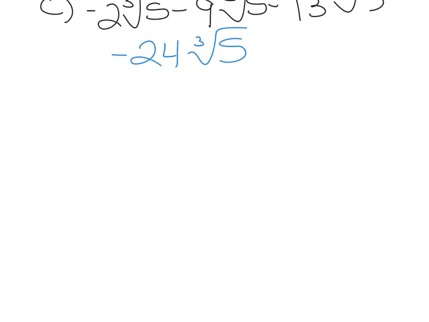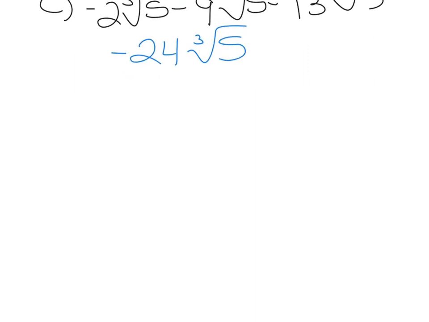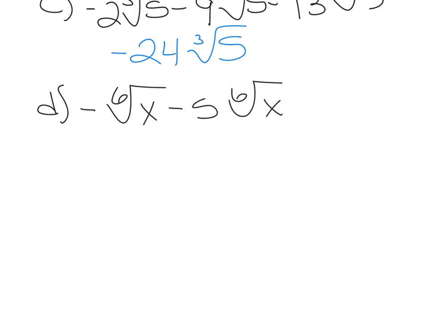Letter D says negative sixth root of x minus 5 times the sixth root of x. So don't let this confuse you. This is still a coefficient of negative 1. And this is a coefficient of negative 5. Can we add them? They're both the sixth root of x. So yes, we add the coefficients. Negative 1 plus negative 5.